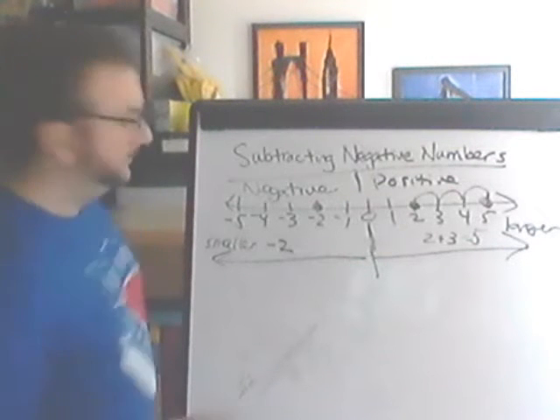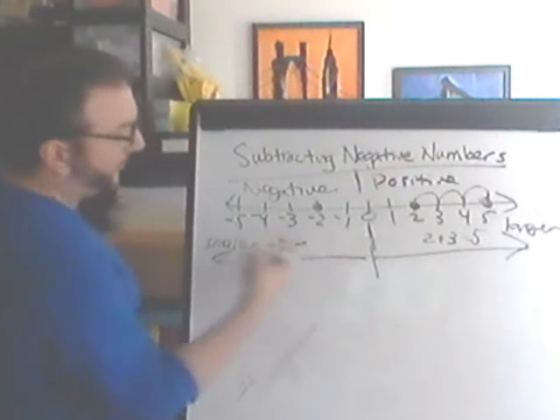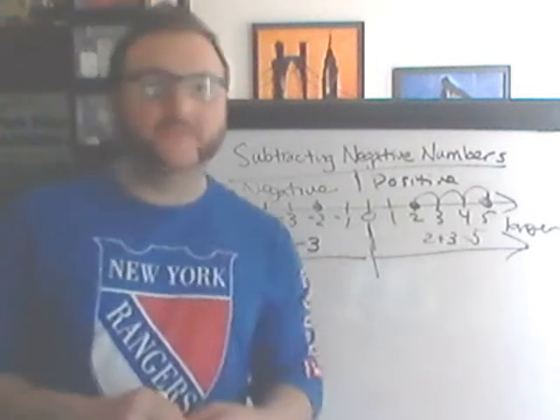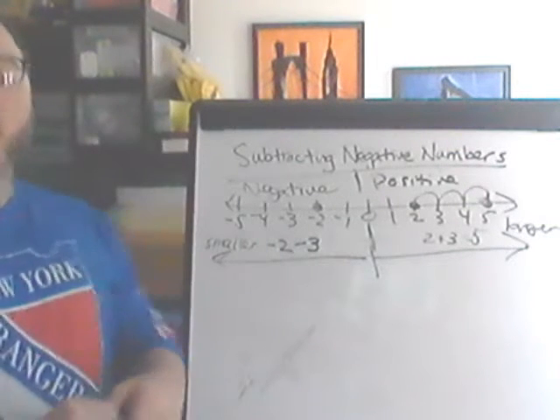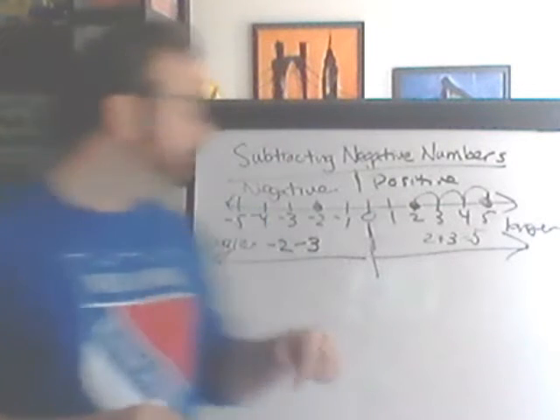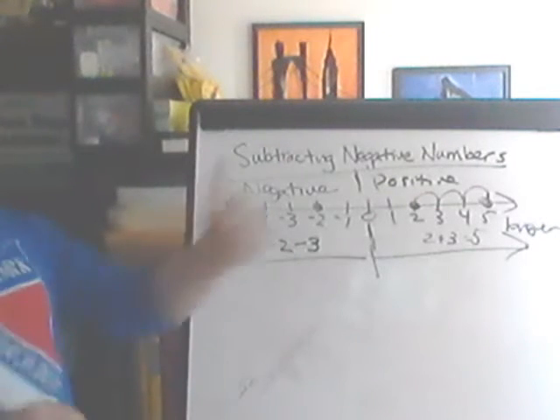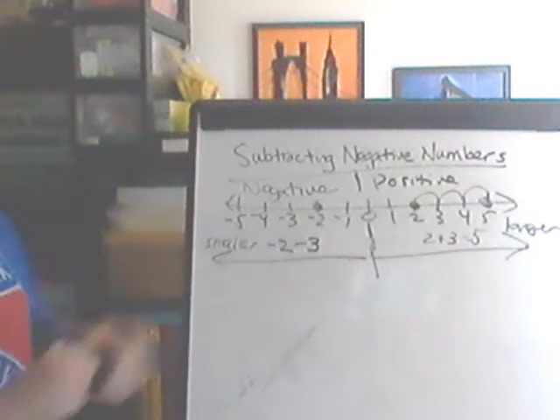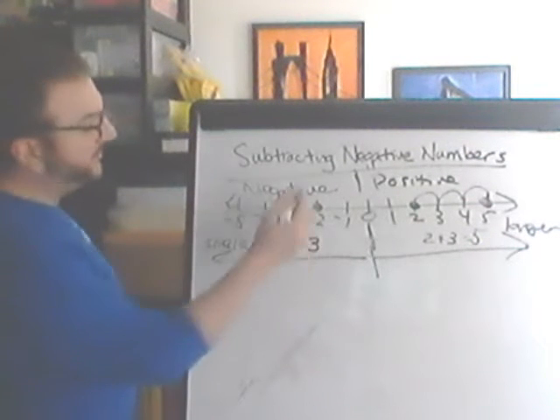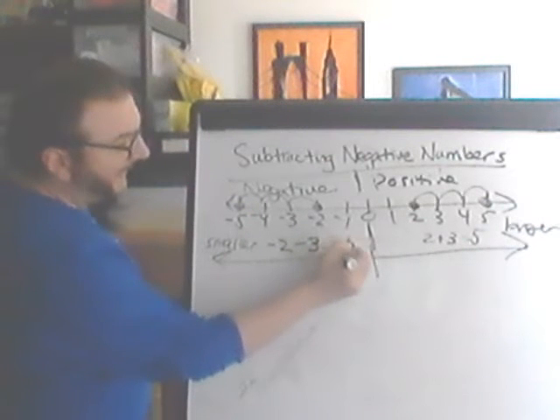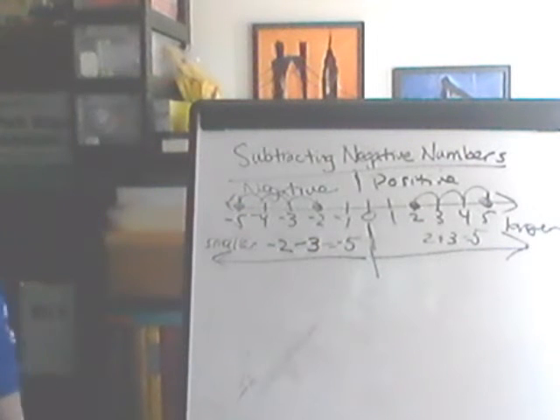Now let's say that I wanted to subtract 3 from -2. -2 minus 3. Am I going to go to the left or to the right if I'm going minus? Remember, minus means getting less, smaller. I'm going to the left. So I'm going to go to the left 3 spots. 1, 2, 3. And what do you know? I got a -5. Right?